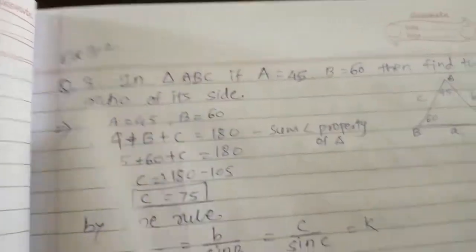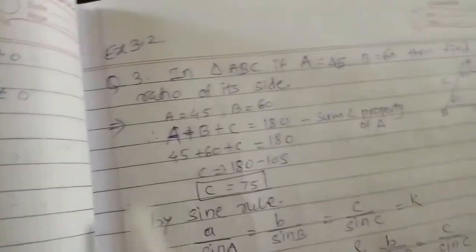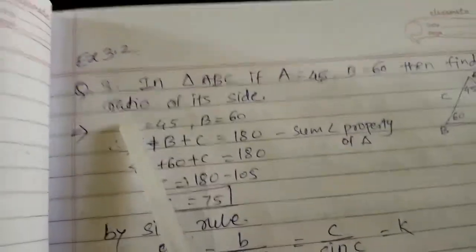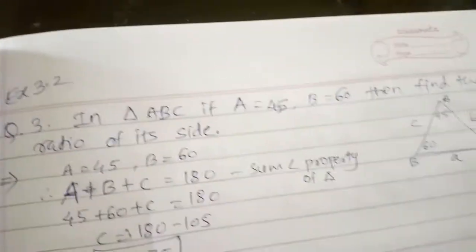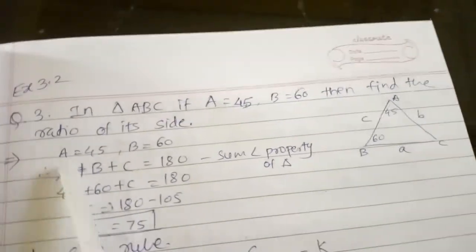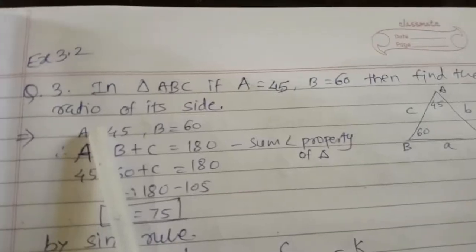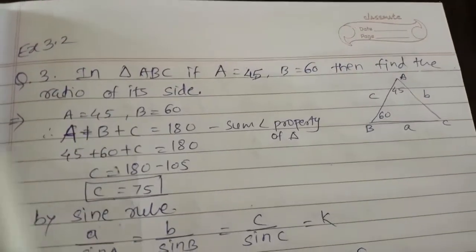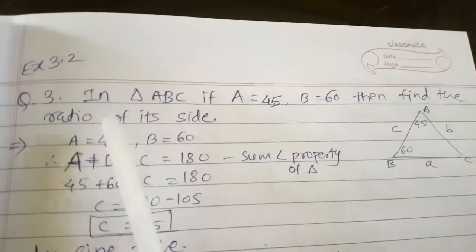Exercise 3.2, question number 3. Remember that question number 3 to question number 9 are related to the solution of a triangle. That is, they relate to the sine rule, cosine rule, projection rule and their applications. Before solving these examples, you have to know these formulas very well. So see question number 3.